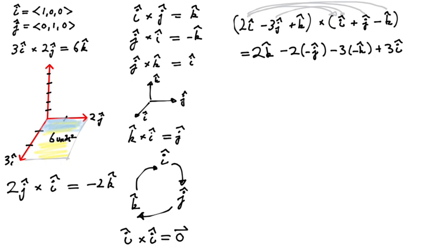And you continue on in this fashion. k cross i gets you j. So k cross i gets me j. Next one, k cross j gets me minus i, because I'm going against the grain here. And then the k cross k gets me 0.